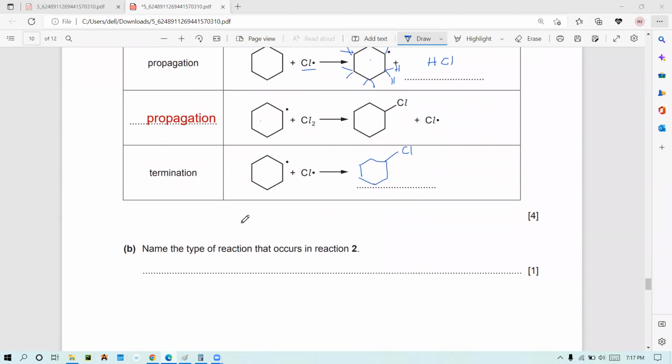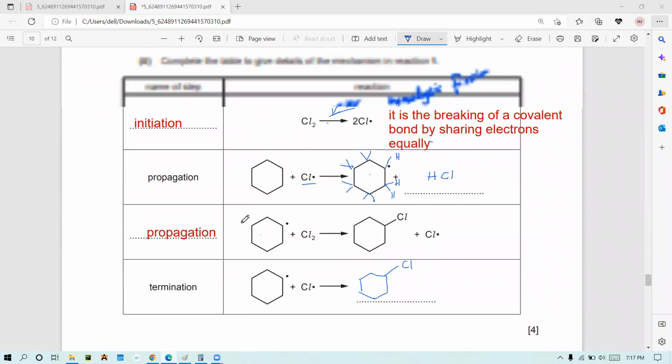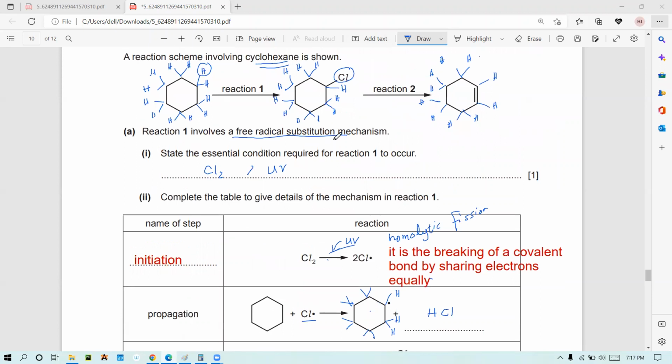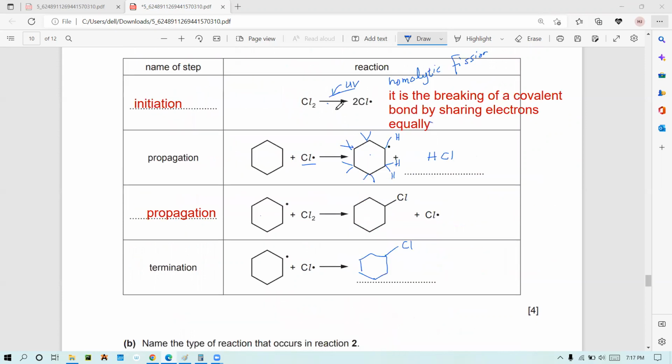Next one. Name the type of reaction that occurs in reaction 2. Reaction 2 means up here. It's elimination, isn't it? Chlorine goes with the hydrogen in the neighboring carbon, it's elimination.